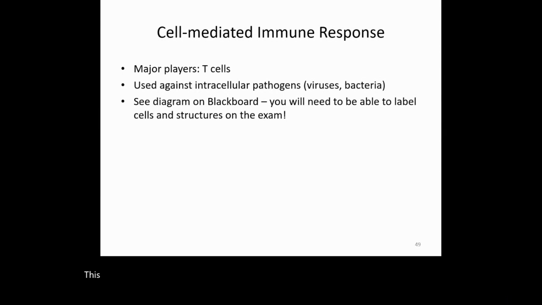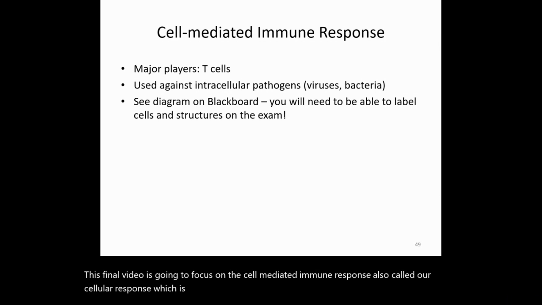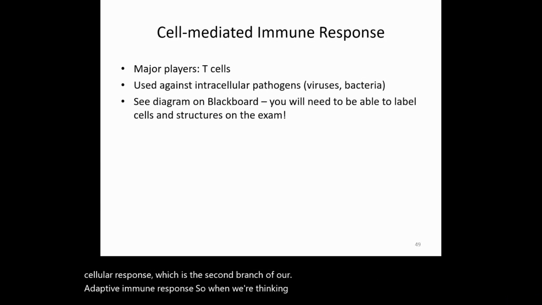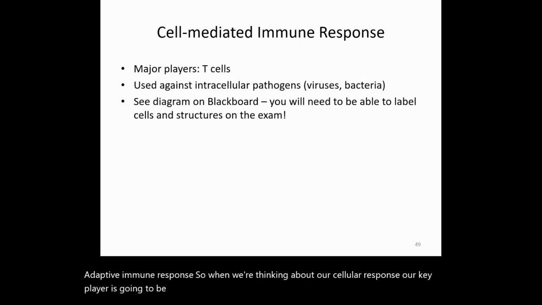This final video is going to focus on the cell-mediated immune response, also called our cellular response, which is the second branch of our adaptive immune response. So when we're thinking about our cellular response, our key player is going to be a T cell. And remember, T cells target intracellular pathogens, which are viruses and certain bacteria.